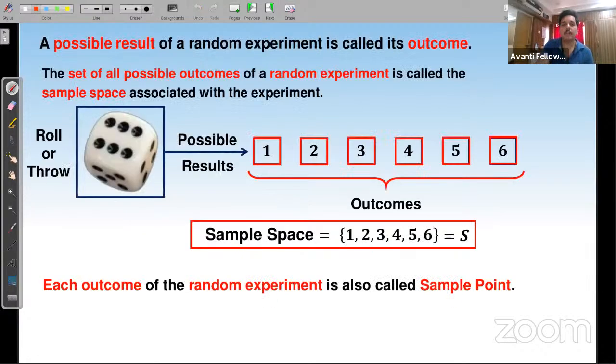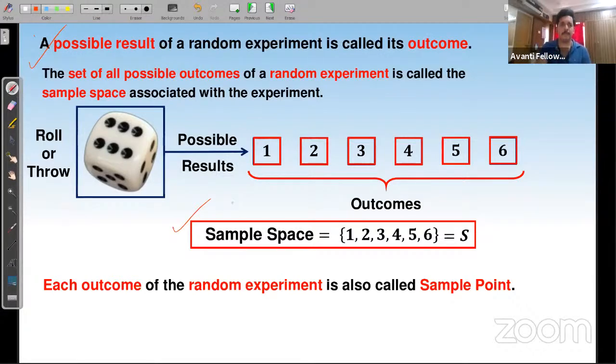So look at here, guys. This is one example, right? Look at the definition here. A possible result of a random experiment is called an outcome, and the set of all possible outcomes is called the sample space. Everyone knows this, right? So till now we have discussed random experiment, outcome, and sample space. Try to know the difference between each of them, guys.